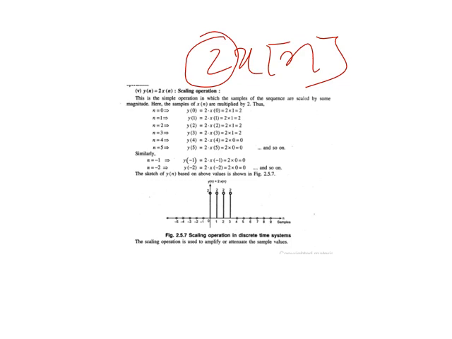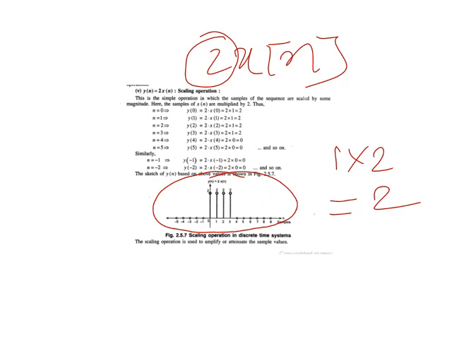Now the scaling operation. Which scaling is this one? 2 into x of n. This is nothing but the amplitude scaling. So in the amplitude scaling, your amplitude of the original signal is multiplied by the constant factor. Here is the 2. So see here, all the amplitudes of the original was 1. Now it is multiplied by 2. So the resultant amplitude is 2. So this is known as the scaling operation. Okay, so it is very easy to understand the scaling operation.